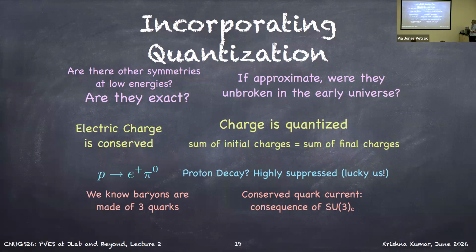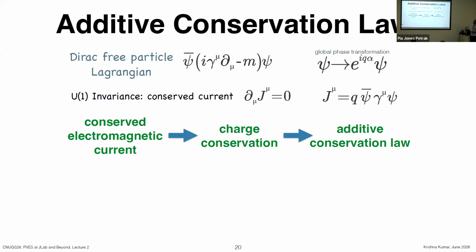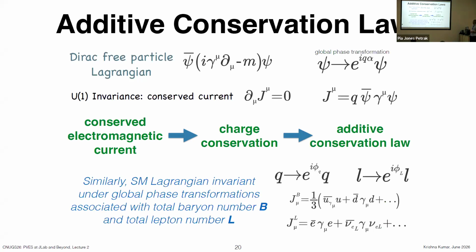But of course, we know baryons are made of 3 quarks, and this kind of baryon number conservation is incorporated in the standard model. So just to emphasize, conserved electromagnetic current leads to charge conservation, which is an additive conservation law because charge happens to be quantized. And similarly, the standard model Lagrangian is invariant under other phase transformations, just like charge, associated with total baryon number and total lepton number. Okay?